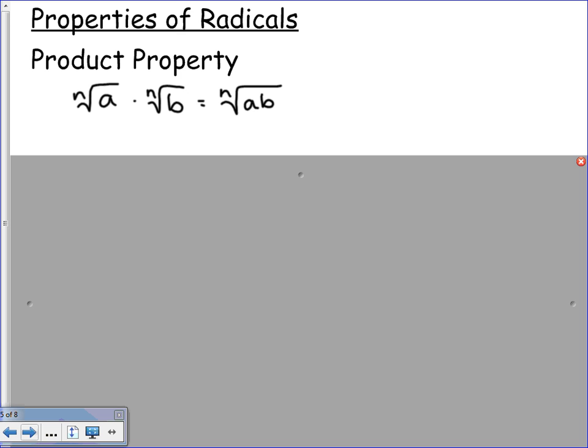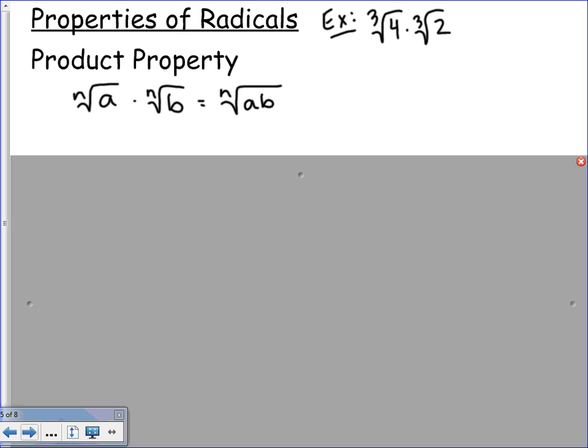So an example of this could be something like the cube root of 4 times the cube root of 2. If you think about that chart where we have the list of perfect cubes, do you know the cube root of 4? Is 4 in that list? Nope. Do you know the cube root of 2? Is 2 in that list? Nope. So you can't simplify them as they are.